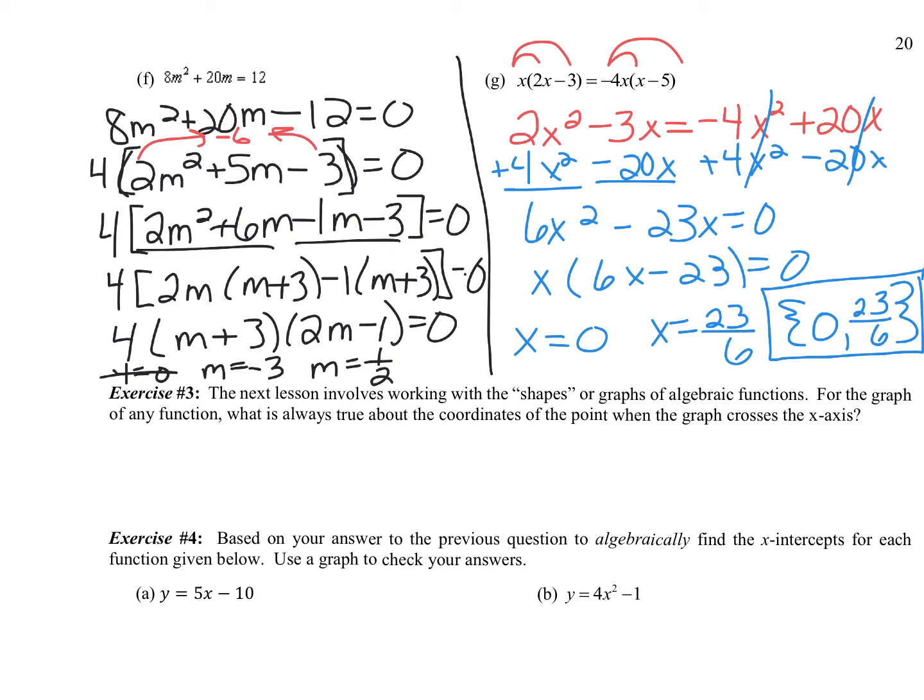So exercise 3 is going to kind of lead us towards what we're going to talk about in the next lesson, but it also is going to lead us to exercise 4. So it says, the next lesson involves working with the shapes or graphs of algebraic functions. For the graph of any function, what is always true about the coordinates of the point where the graph crosses the x-axis? So if I draw any graph, and I'm asking, most graphs, unless they're horizontal lines or certain types of functions, do at some point cross the x-axis. So let's say a graph crosses the x-axis here, and here, and here, okay?